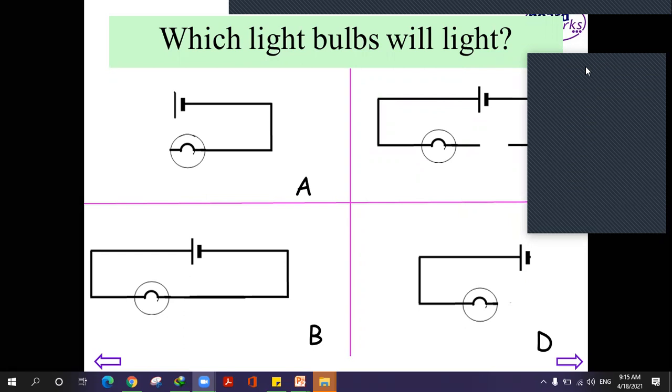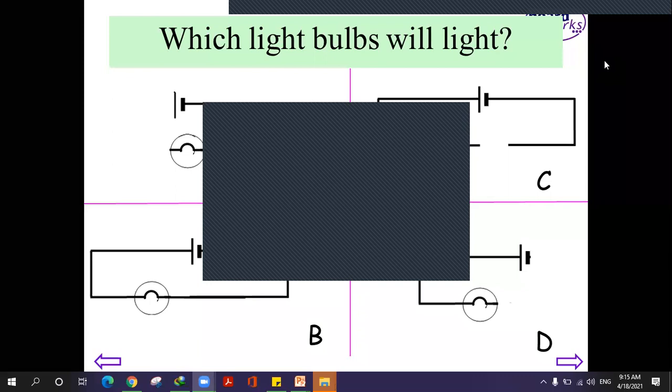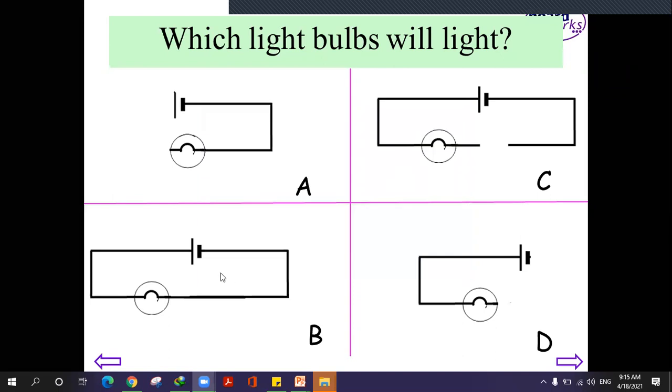Okay, that's nice. Well done, everyone. So yes, it's gonna be B. Why B, Wahba? Why do you think it's B, not C, D, or A? Because there's no gap in the circuit, and because the light bulb isn't out. It's not working. Yeah, so we don't have any gaps. That's right. Everything is connected by the wire in B. Yes, well done. So that means it's gonna work perfectly.